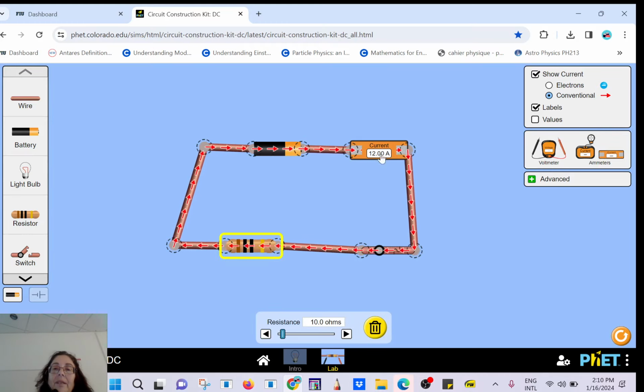Now, I can think that that's too much current. 12 amps is a lot of current. Maximum in a house usually is 20. 10 amps can kill you. A few amps can kill you. So I can think that that's too much. And I can increase the resistance here, and I can slow down those charges. So I'm going to have less current flowing. You see how it works? So let's go back to 10. Luckily, that's a simulation, so I don't take any chance.